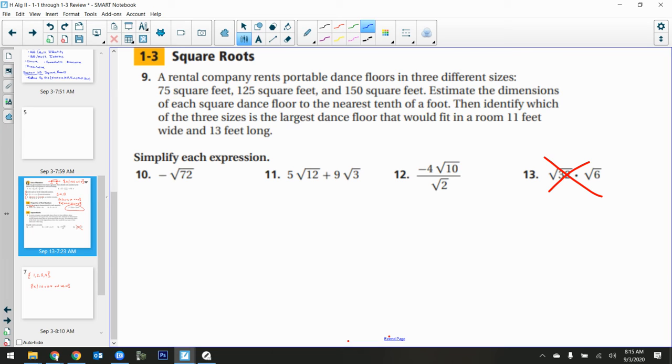All right, so first one here, negative radical 72. What's the biggest perfect square that divides 72? 36. Yeah, you could say 9, but then you'd have to go a little bit further in the end. So you would say negative radical 36 times 2, which is negative 6 radical 2. And there's my answer there. Again, if you did 9, you'd pull out the 3, and it would be negative 3 radical 8. But 8 still has a perfect square in it.